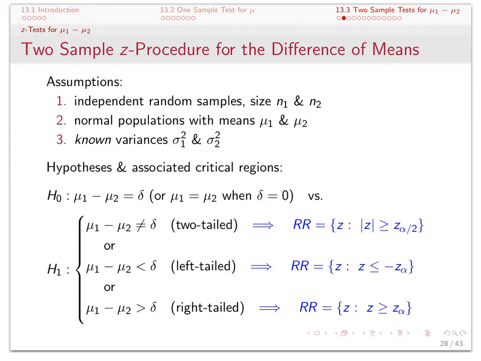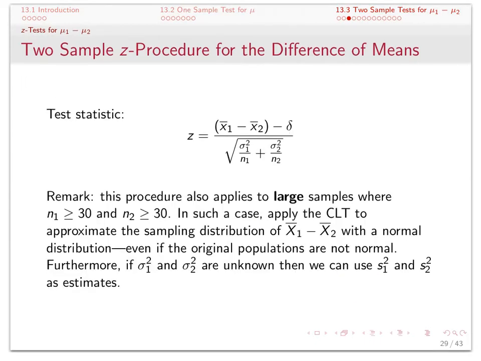And in this case, that will be our right-tailed test. Our rejection region will be the set of z values greater than z alpha. As with confidence intervals, given that our samples are independent and drawn from normal populations, we can say something about the distribution of x1 bar minus x2 bar. In particular, the mean of the distribution for x1 bar minus x2 bar is given by mu1 minus mu2.